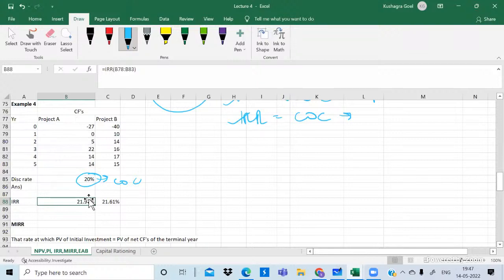So for project A, IRR is 21.97%. For project B, your IRR is 21.6%. So for both the projects, your return is more than your cost, because your cost was 20%. Return over here is 21.97, here it is 21.61. So any doubt with IRR?